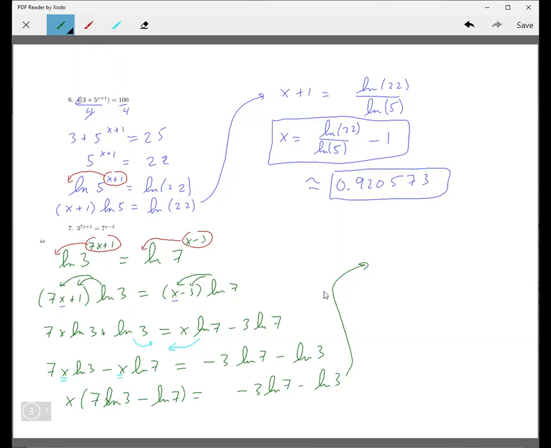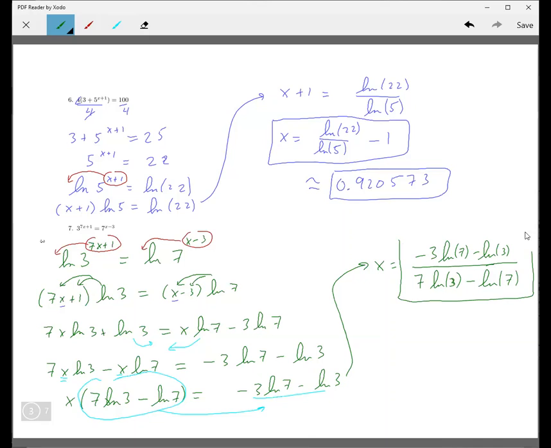And then you want to divide by that. Okay, so that's going to go over there. So x equals, and then the numerator is negative 3 log 7 minus log 3. And the denominator is this right here, 7 log 3 minus log 7. Okay, so that's the answer to the first part. And they also wanted you to do an approximation, boo.